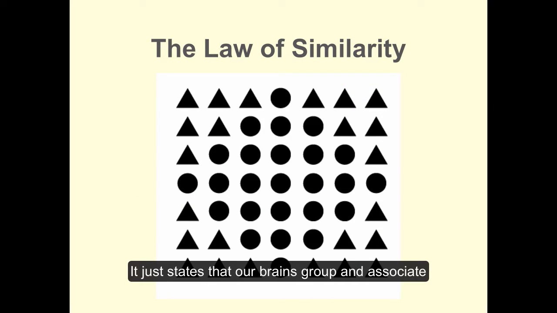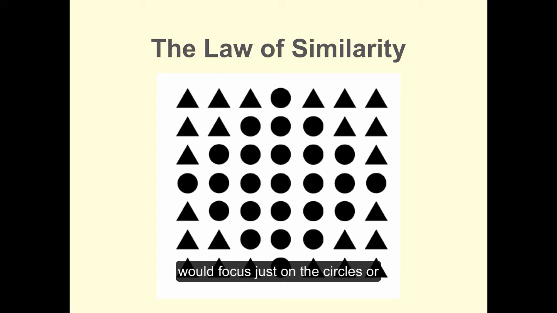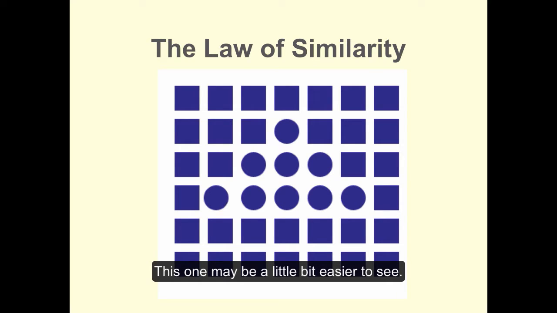It just states that our brains group and associate objects that look similar. In this case we would focus just on the circles, or you focus just on the triangles. This law tells us that objects can be similar in any visual way for our brains to group them. This one may be a little bit easier to see, the circles and the squares. So you are grouping the circles because they are similar, and you are grouping or organizing those squares because they are similar, and you're trying to make sense of that.